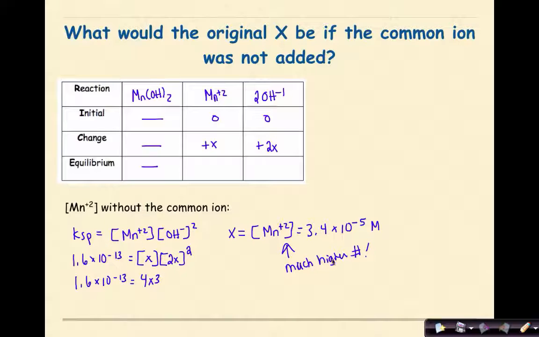So the presence of a common ion in solution will definitely lower the concentration of any other ions that are in solution. And this is an application of Le Chatelier's principle.